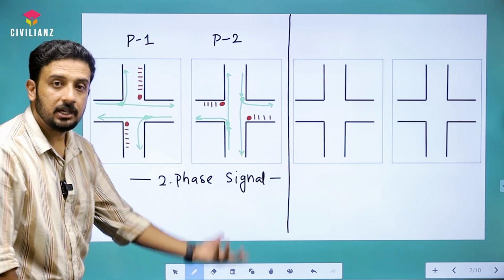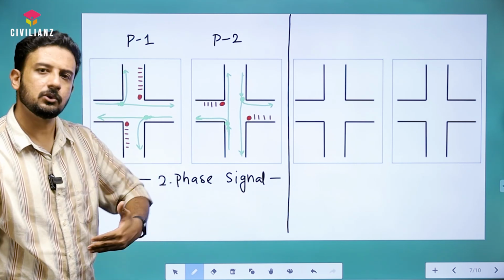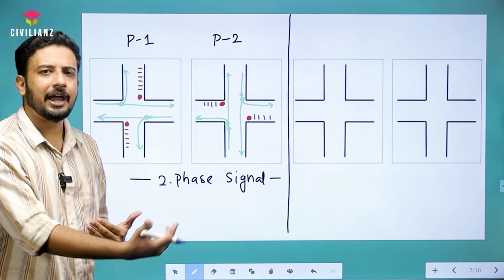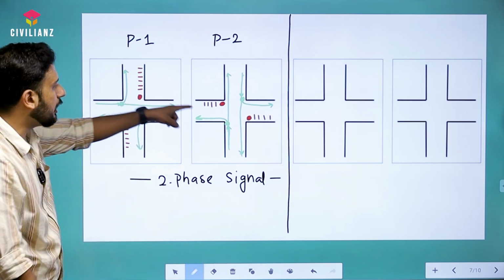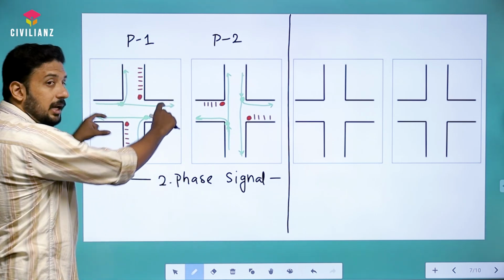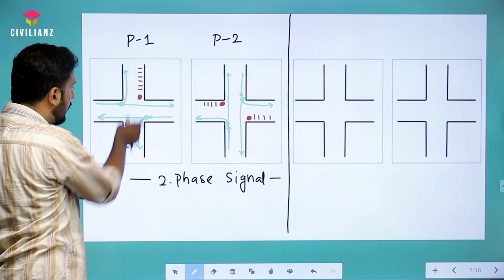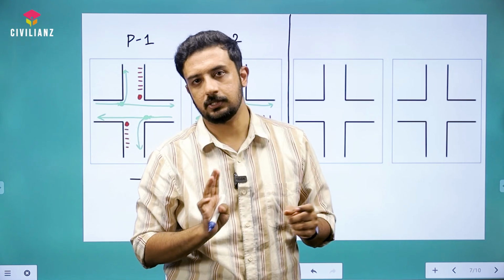Understood? So two-phase is also possible. So we have seen 4 phases, we have seen 2 phases. Now is it possible to have a 3-phase signal? Of course yes. How? In one of the roads, if you are allowing the right turn, while here we are not allowing the right turn, then it will be a 3-phase signal.